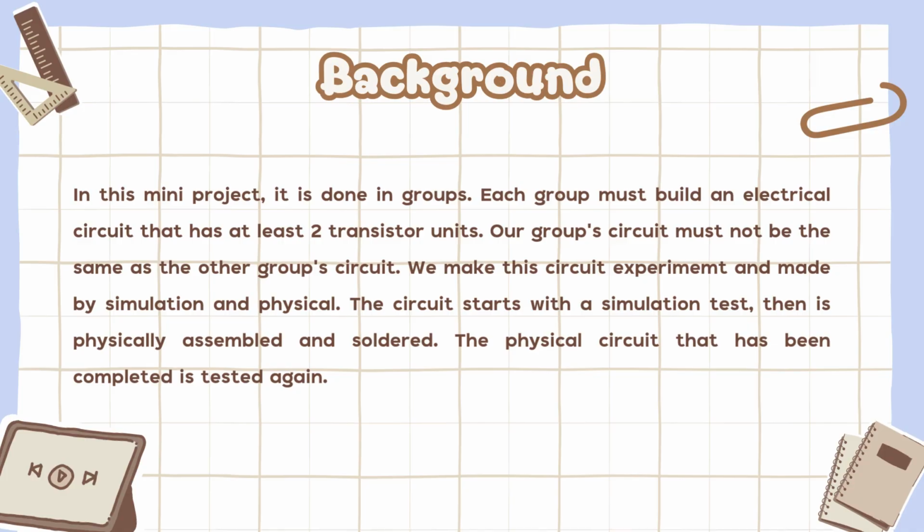Each group must build an electrical circuit that has at least 2 transistor units. Our group circuit must not be the same as the other group circuits. We make this circuit experiment by simulation and physical. The circuit starts with a simulation test and then it is physically assembled and soldered. The completed physical circuit is tested again.